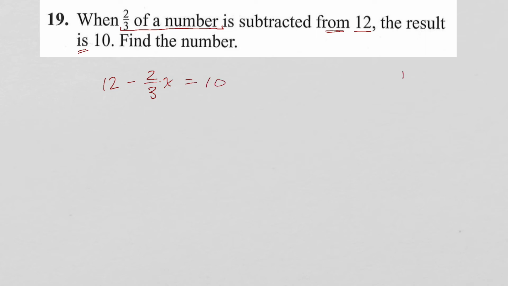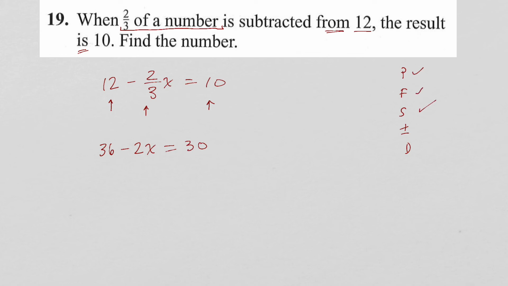I'm going to use my parentheses, fractions, simplify, isolate, divide. Now there's no parentheses, but there are fractions. So I'm going to get rid of my fractions by multiplying each of these terms by 3. So when I multiply this term by 3, I get 36. When I multiply this term by 3, the 3's cancel, and I get negative 2x. When I multiply this term by 3, I get 30.